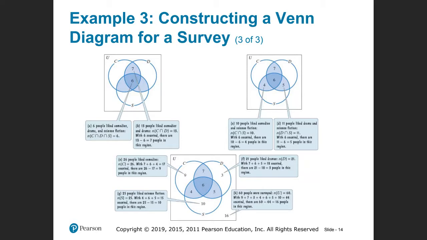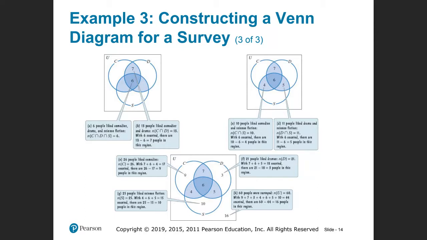So we have filled in quite a lot of this Venn diagram. We still have the white spaces, which we're going to look at in the bottom Venn diagram. We know that 26 people liked comedies. This means that the cardinality of C would be 26. Well, we already have 7, 6, and 4. That's 17. There should be 26 altogether in the C circle. So 26 minus 17 gives us a 9 in the white part of circle C.